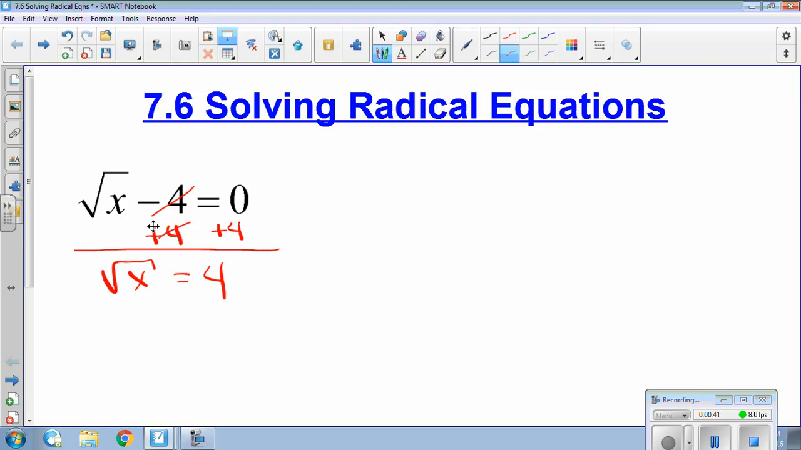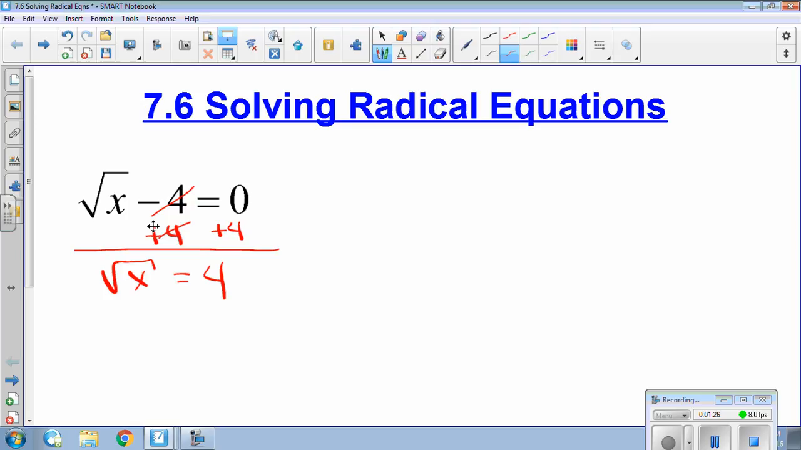Now, let me tell you this. Let's say that was plus 4, and we would have to subtract 4 from both sides. Then it would be the square root of x equals negative 4. Is it possible to take a square root of something and get a negative number? Is there any value I can put in for x and take the square root and get a negative number? No, that's not possible. It's impossible. So if you ever end up with a square root equal to a negative number, you could stop right there and say no solution. You don't even have to keep going.